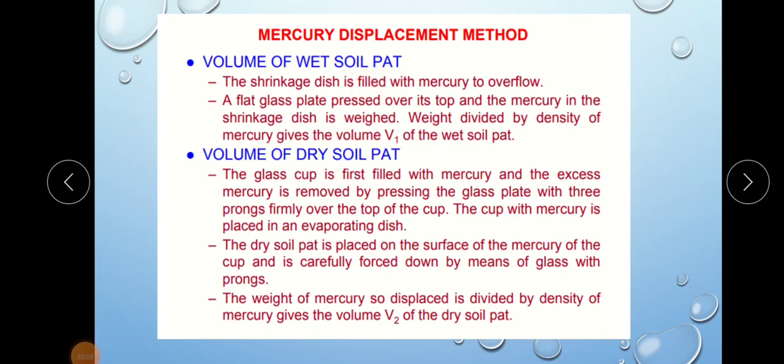So the volume of the wet soil pat is actually the volume of the shrinkage dish, and the shrinkage dish volume has to be calculated by the mercury displacement method. For that the shrinkage dish is filled with mercury to overflow, and a flat glass plate is pressed over its top, and the mercury in the shrinkage dish is weighed. So volume means weight divided by density of mercury. So weight divided by density of mercury gives the volume of the wet soil pat.